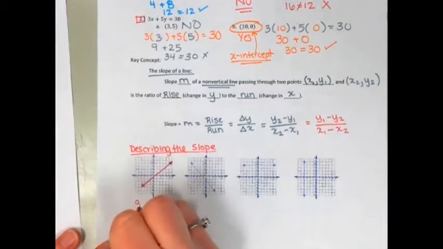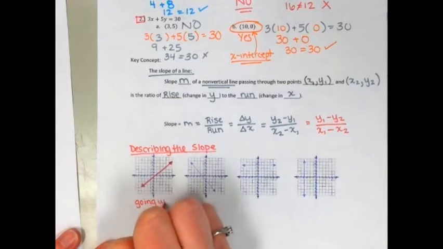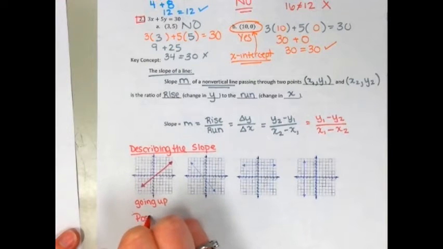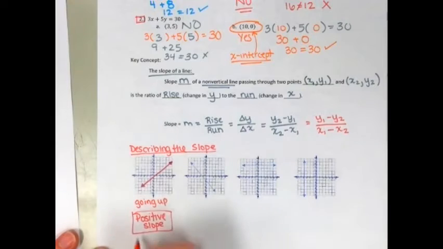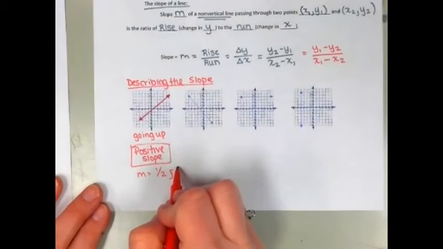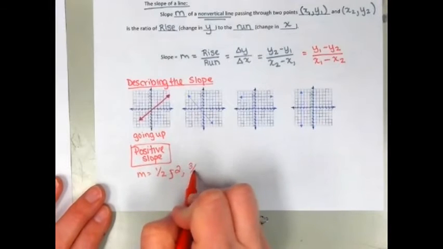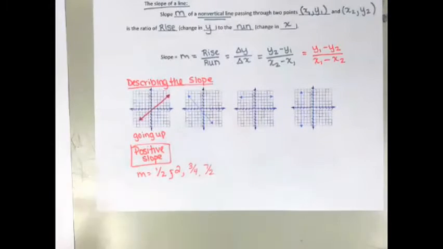And if we're going up, we're going to have a positive slope. So in my case, I could have the slope of 1/2. I could have the slope of what? 2. I can have a slope of 3/4. I can have a slope of 7/2. It just needs to be what? Positive. So if my line is going up from left to right, it has to be a positive slope. Okay.